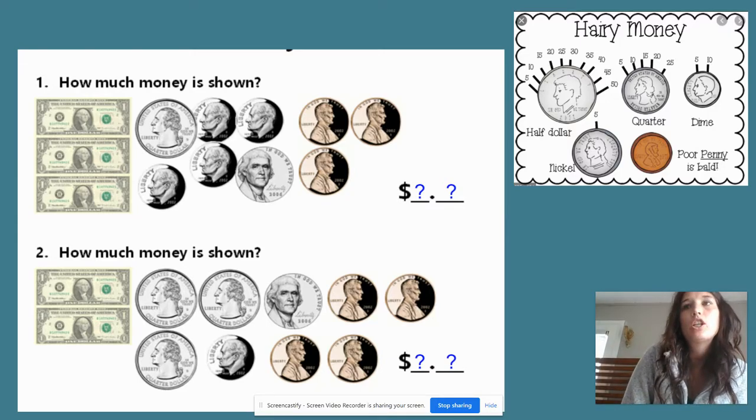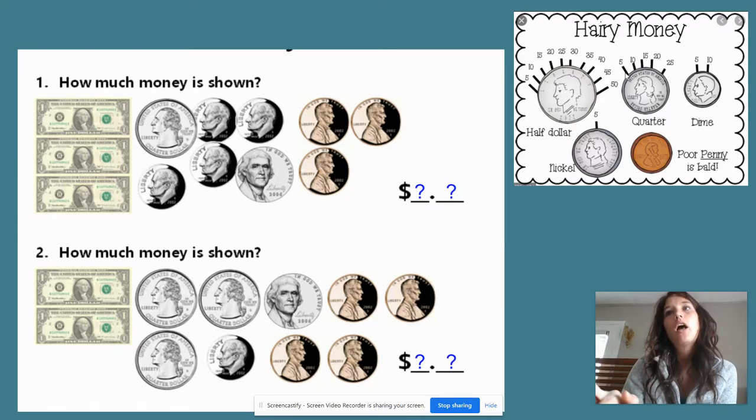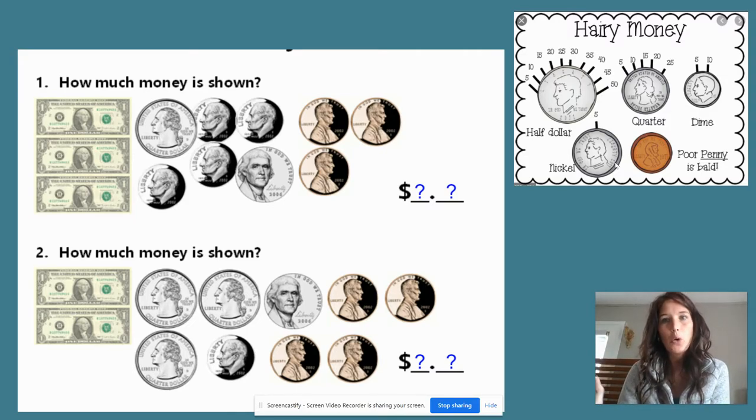So how much money is shown? I put this up here, and this is at the front of our room. So when you're taking your Google form, if you want to have this, I put it on your lesson plan as well, if you want to have a little reminder, that's fine. It would be the same as if you looked at the poster in the room.